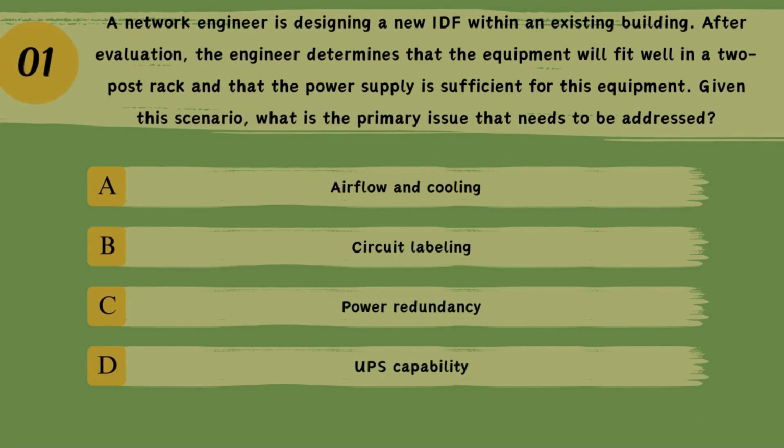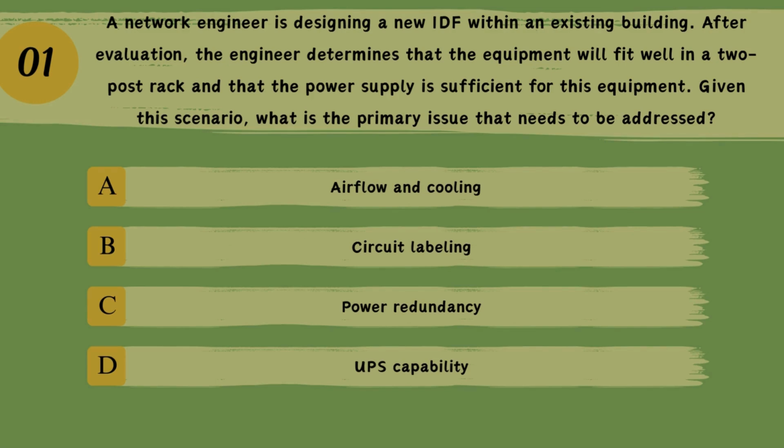Question 1. A network engineer is designing a new IDF within an existing building. After evaluation, the engineer determines that the equipment will fit well in a two-post rack, and that the power supply is sufficient for this equipment. Given this scenario, what is the primary issue that needs to be addressed?